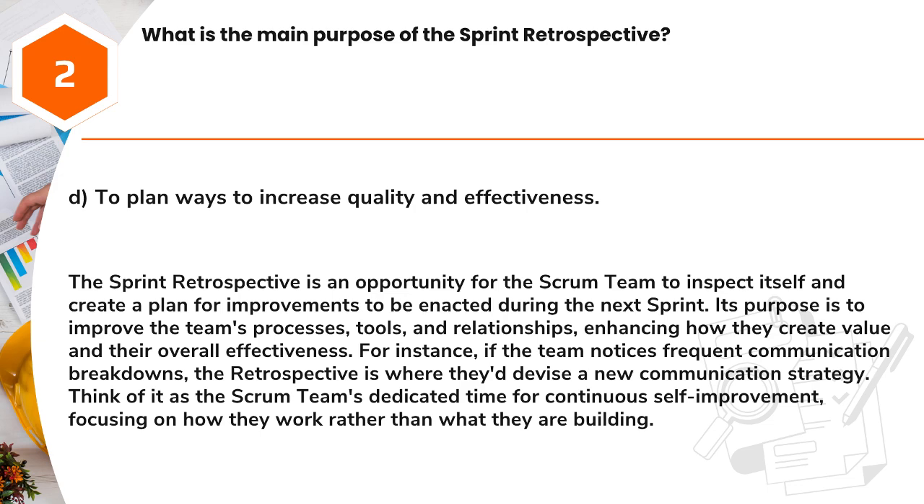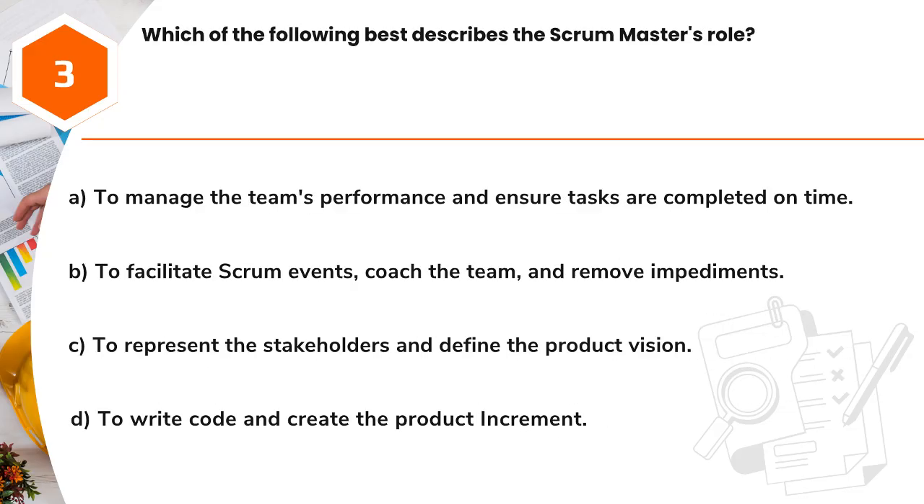The sprint retrospective is an opportunity for the Scrum team to inspect itself and create a plan for improvements to be enacted during the next sprint. Its purpose is to improve the team's processes, tools, and relationships, enhancing how they create value and their overall effectiveness. For instance, if the team notices frequent communication breakdowns, the retrospective is where they devise a new communication strategy. Think of it as the Scrum team's dedicated time for continuous self-improvement, focusing on how they work rather than what they are building.